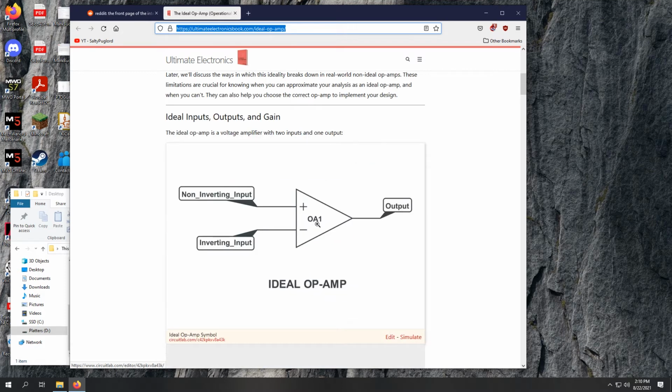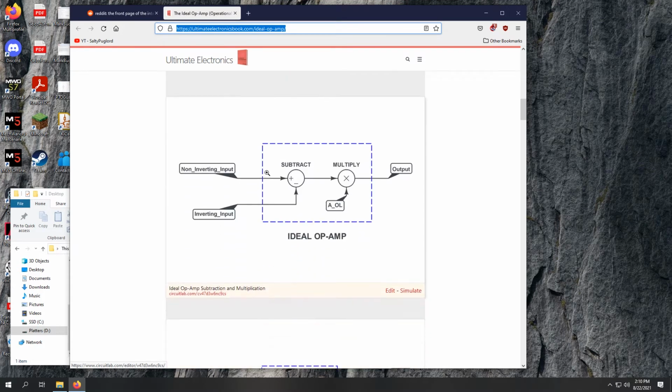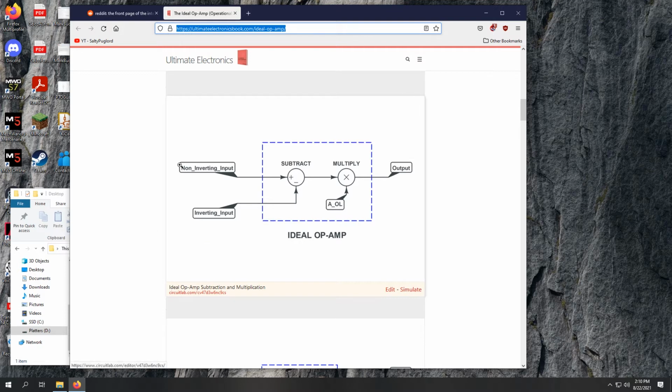A lot of times they will flip this symbol upside down and put minus on the top and plus on the bottom. In which case, instead of doing 4 minus 3, you would have to do 3 minus 4, get minus 1 out of the first stage, and multiply minus 1 by 1,000,000, which would be minus 1,000,000 volts at the output.